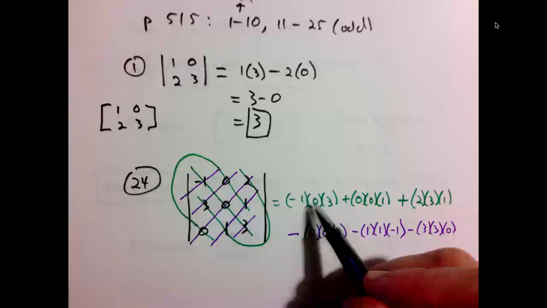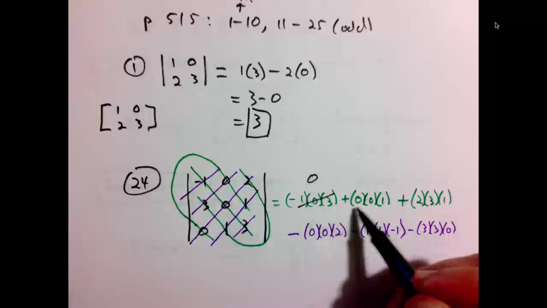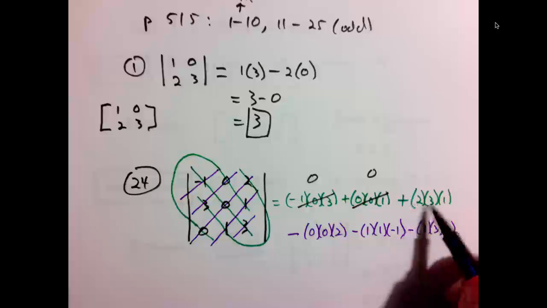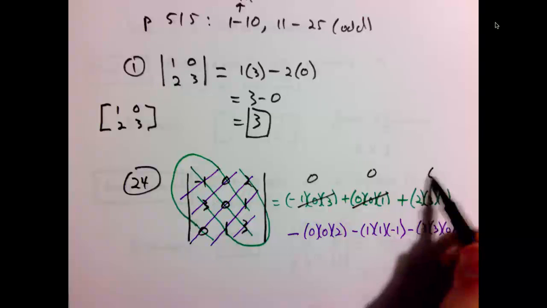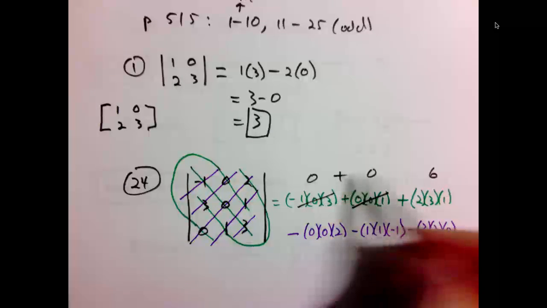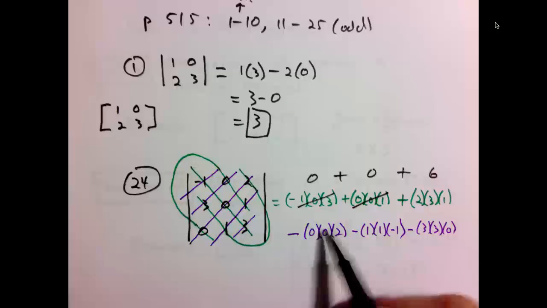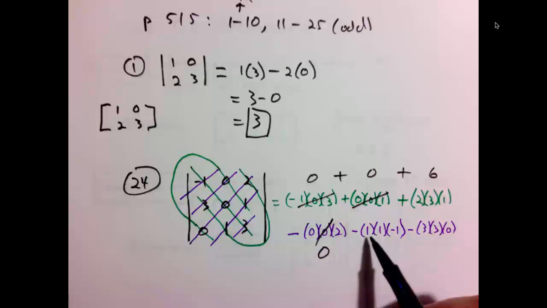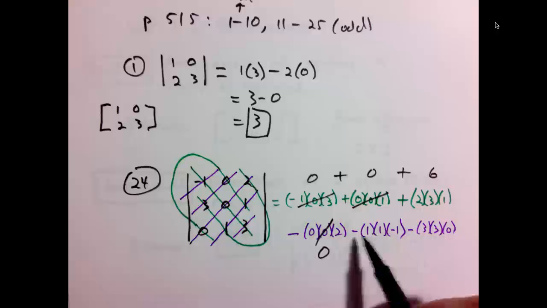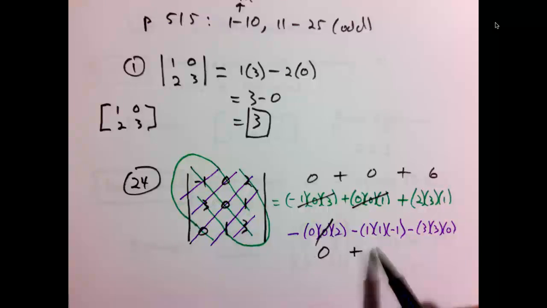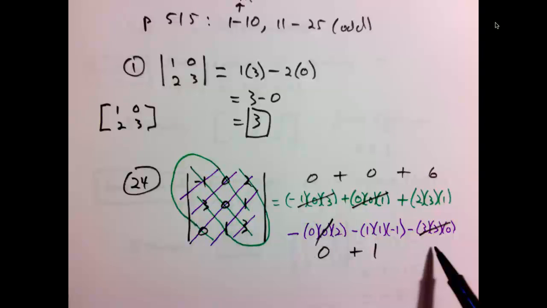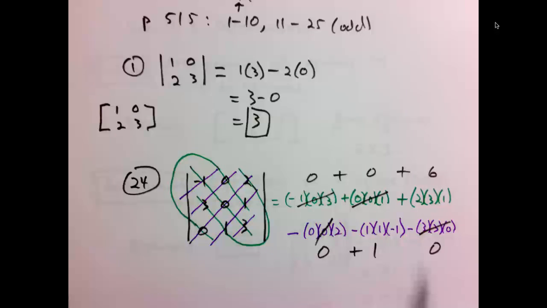Here's zeros involved in this multiplication, that's 0. 0 in this multiplication, that's 0. 1 times 3 times 1, that's 6. We have 0 plus 0 plus 6. Down here, 0. 1, 1, and -1 is -1, but minus a negative is plus 1. And again, 0. Okay, so we're left with 6 plus 1. The determinant here is 7.